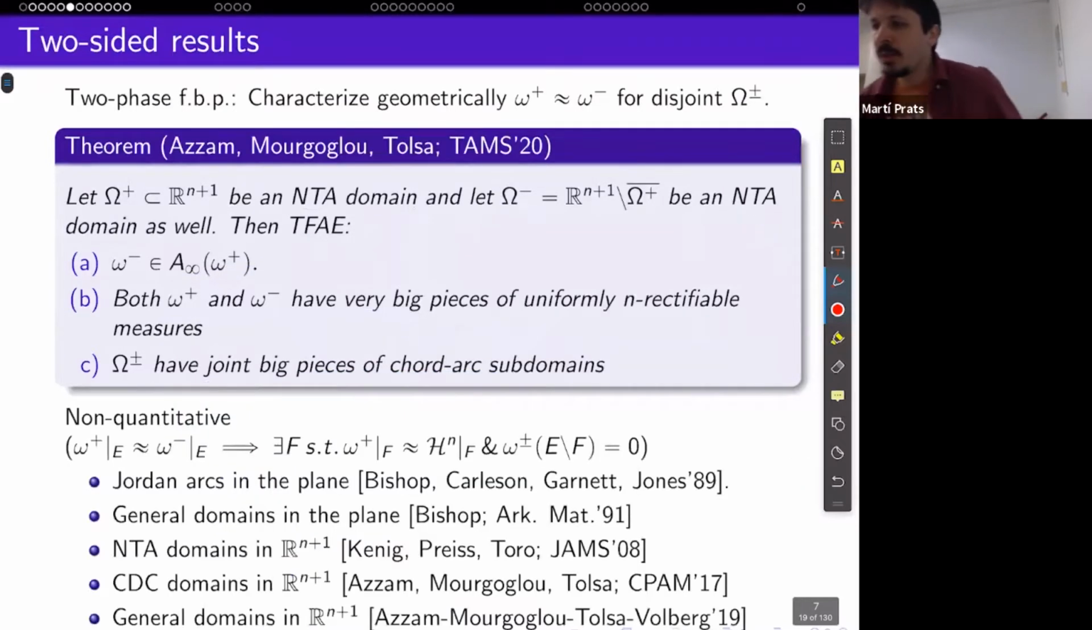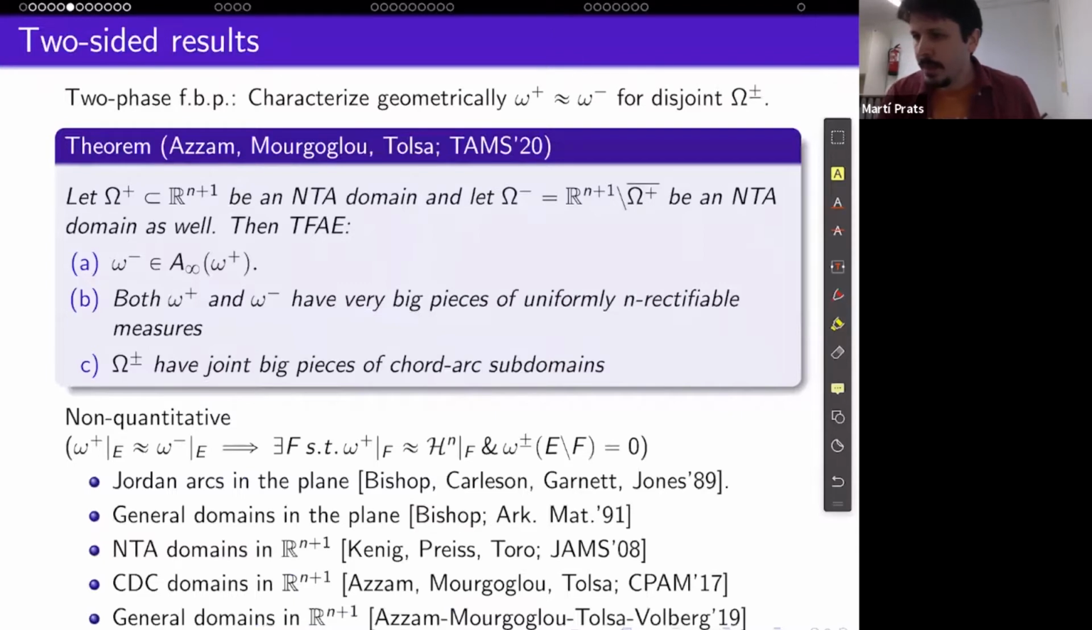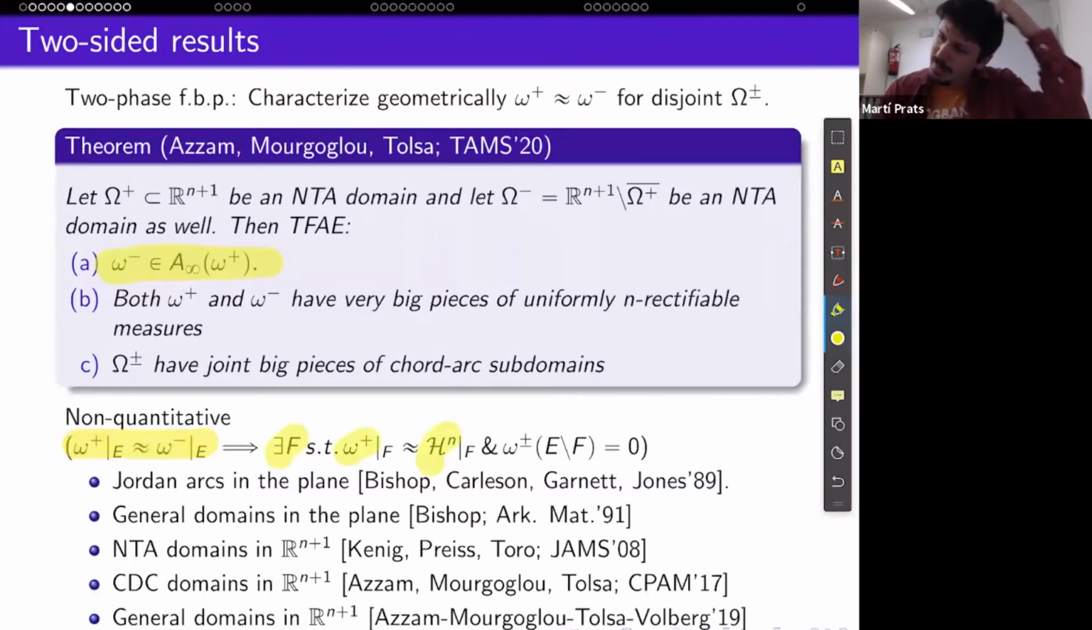Now, let's talk about other non-quantitative results. That means, for instance, what does it imply that these measures are just mutually absolutely continuous instead of A infinity. So A infinity is a quantitative version of absolute continuity. Now, what does this imply? That both harmonic measures are mutually absolutely continuous. Then we look for when this implies that there exists a set such that both harmonic measures are mutually absolutely continuous with respect to the surface measure, and such that this set is essentially everything in terms of harmonic measure.